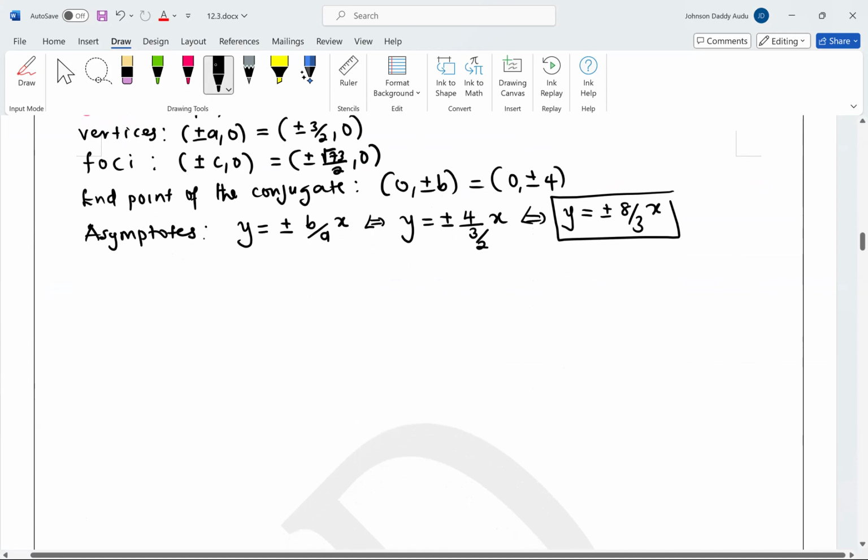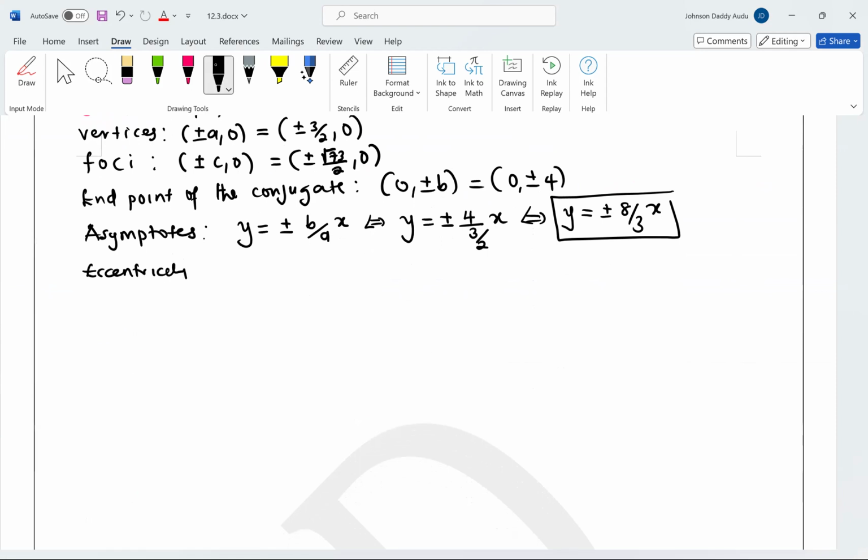Okay, then we can also find the eccentricity, which is e equals c over a. What is c? We know what c is, it's root 73 over 2. Then you divide by a, which is 3 over 2. So this will give you this one.